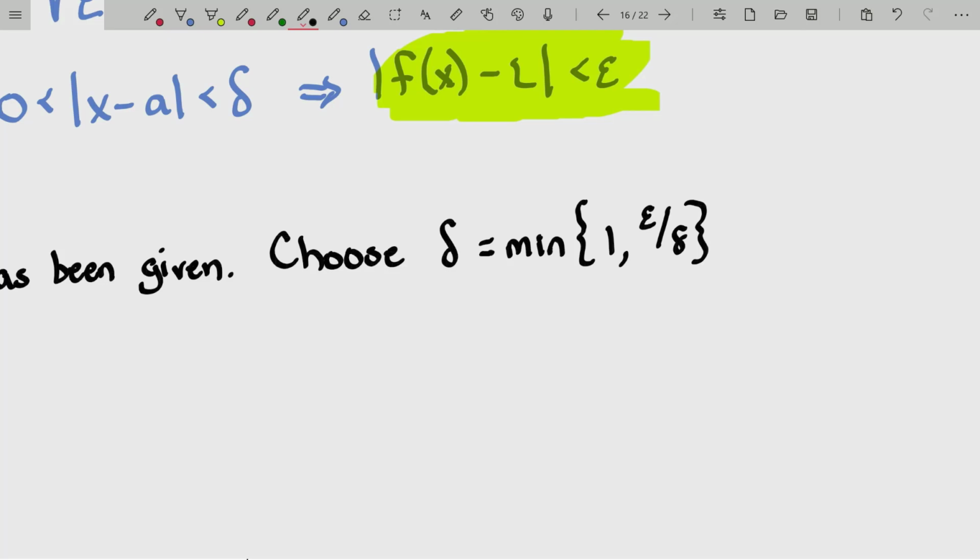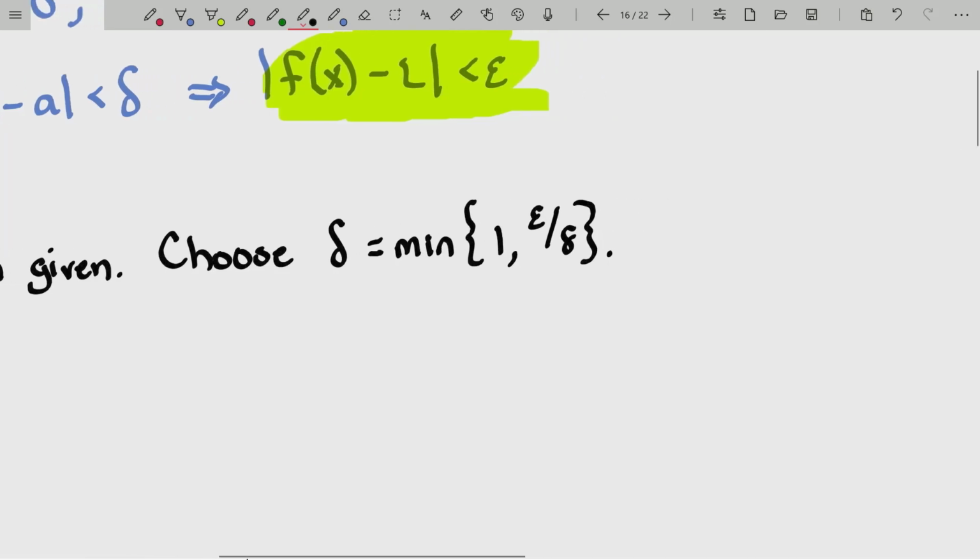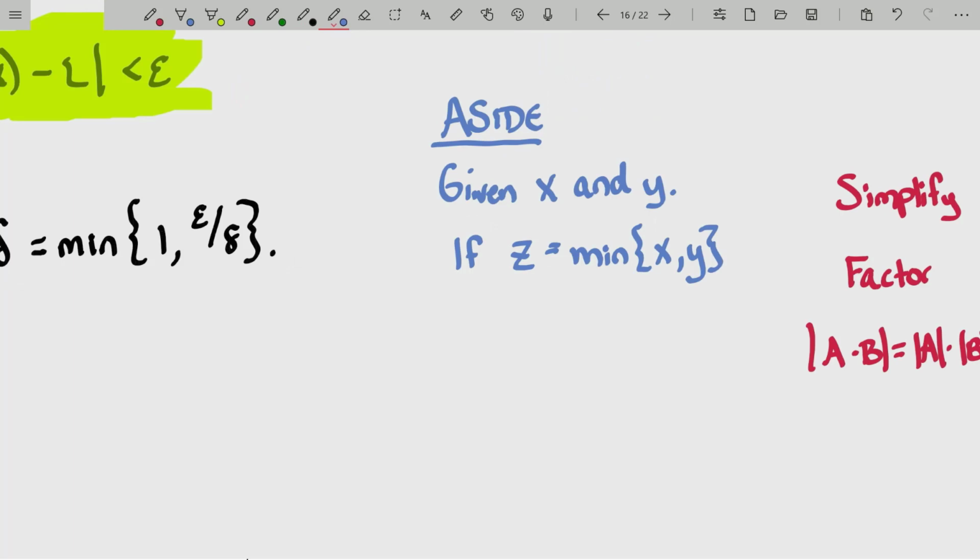Now, just something you need to know before I continue this proof. If I give you two numbers, or better yet, you give me two numbers. Any two numbers you want. So I'm going to write this off to the side. If you're given x and y, and if you say that some object, we said delta, actually, I should just use delta here. If delta is equal to the smallest of those two, well then, delta is less than or equal to x, and delta is less than or equal to y. Because it's the smaller of those two.